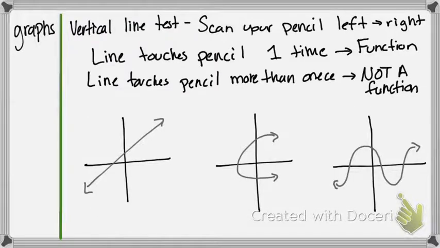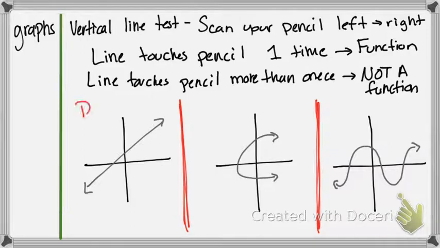So for your first graph, let's say I have a purple pencil. And let's say you have this purple pencil and it moves along your graph. You see how my purple pencil is only touching the line one time from left to right? Only one time. So because it touches the pencil one time, it is a function.